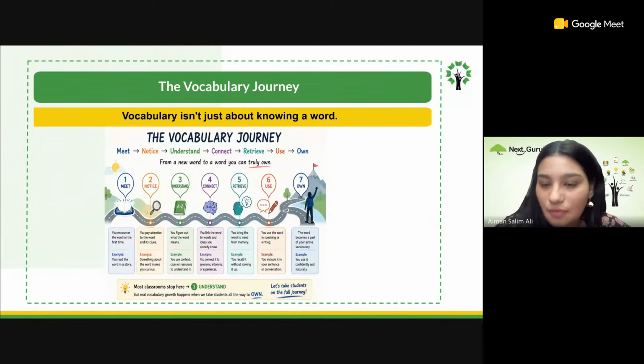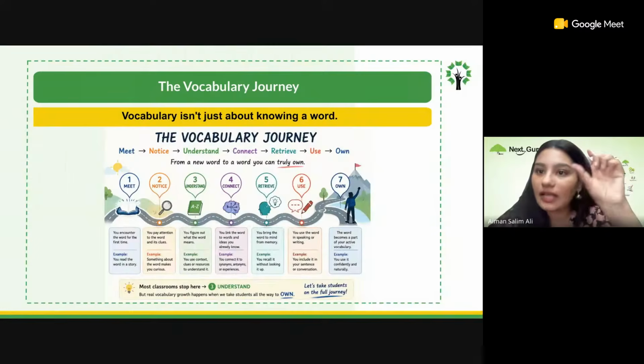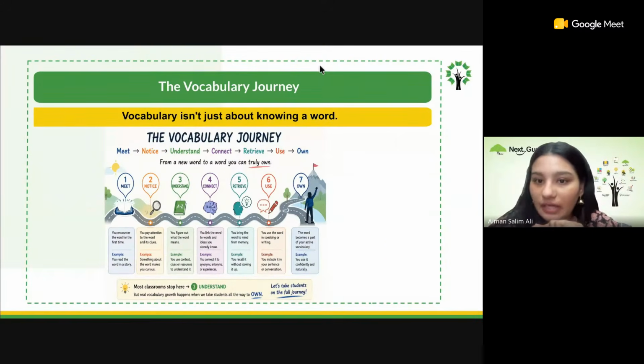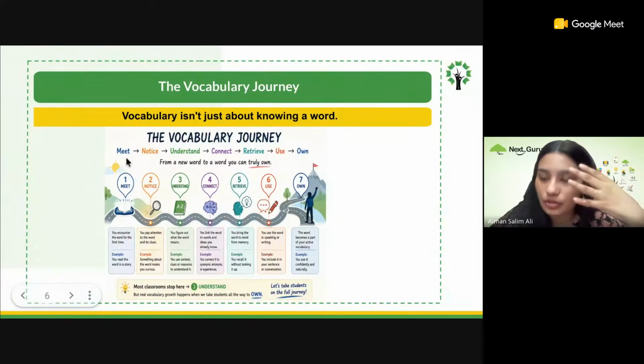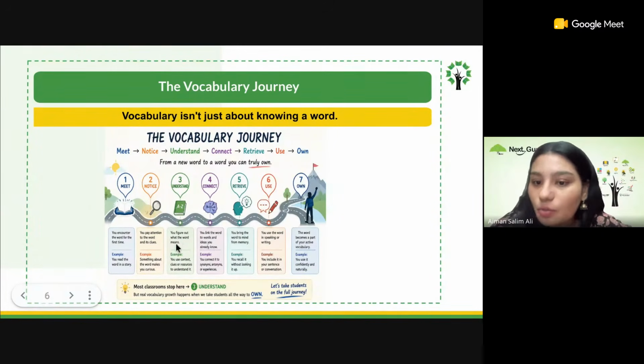Let's move on. This is what I was just talking about, the vocabulary journey. Vocabulary isn't just about knowing a word. It is like a whole journey that we can chart out. It starts from meeting: you see a word and then you notice it, which means that you see it more than 2-3 times. Then you begin to understand it. You figure out what the word actually means, or how the word matters. Then you connect the word. That's the next step, which means that you link the word to words and ideas you already know. One example is connecting it to synonyms, antonyms, or experiences.